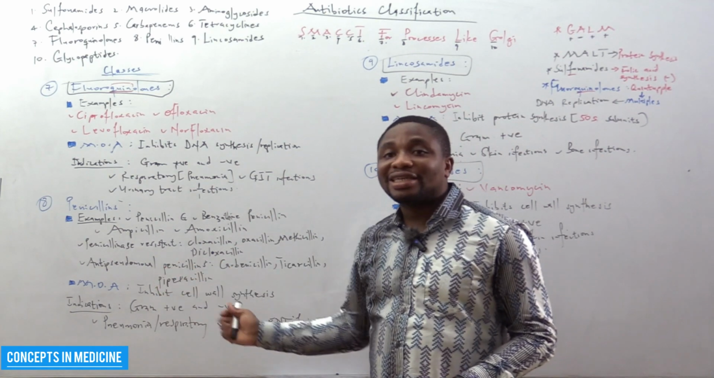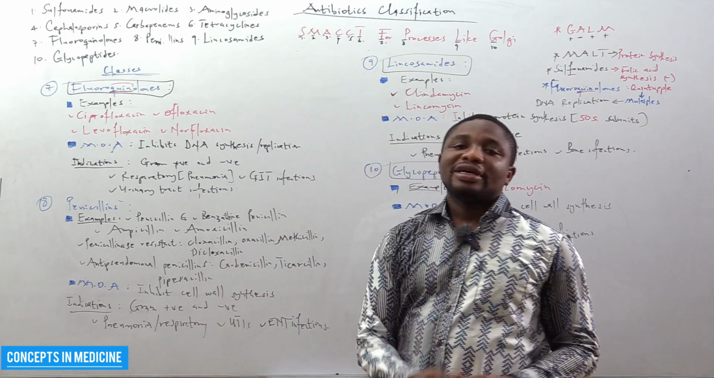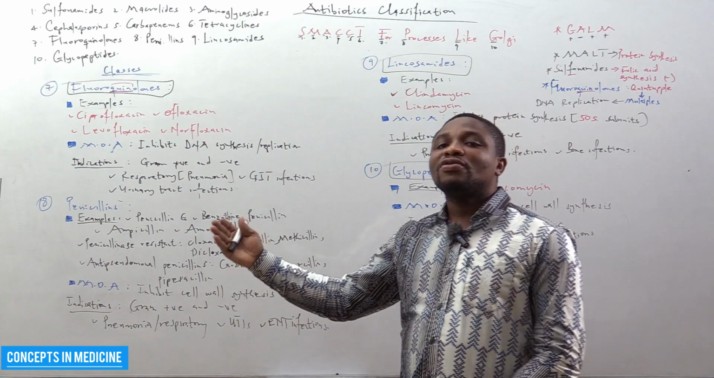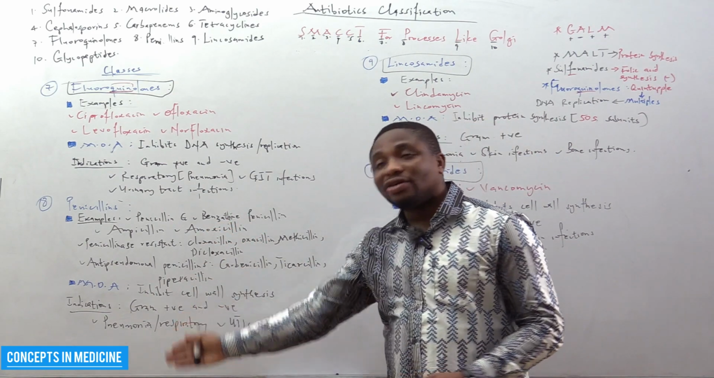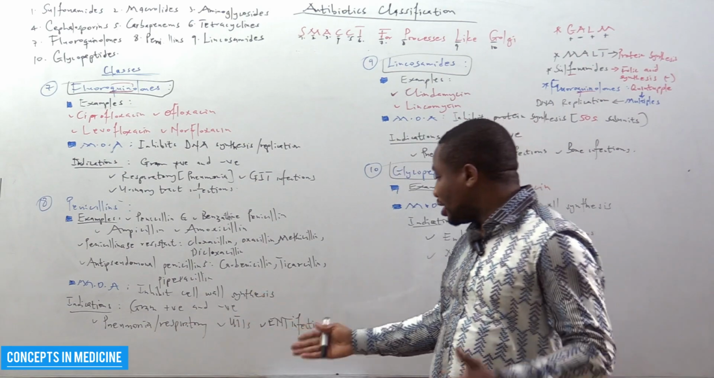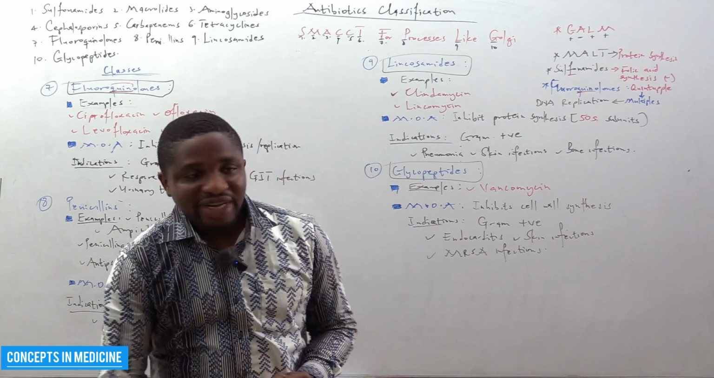Then the mechanism of action: they inhibit cell wall synthesis. And the indication, they are indicated for both gram-positive and gram-negative. And what are some of the conditions? You can think of respiratory infections such as pneumonia. You can think of urinary tract infection and ear, nose, and throat infections.